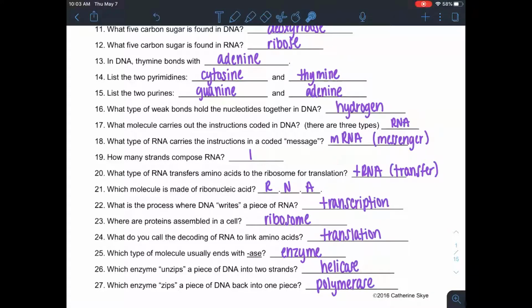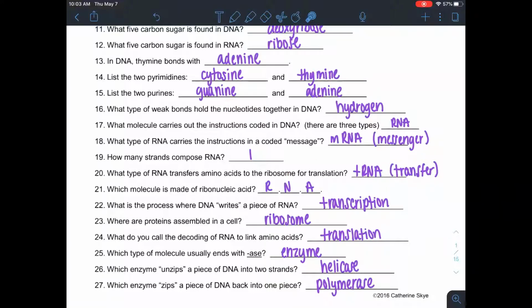Okay, so transfers amino acids. So amino acids are on the tRNA, right? The transfer RNA. So they ride in on the tRNA and they are linked together. All right, so transfer RNA brings those amino acids to the ribosome. All right, what molecule is made of ribonucleic acid? That would be RNA. Okay.